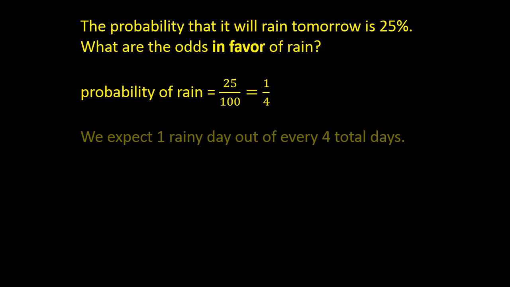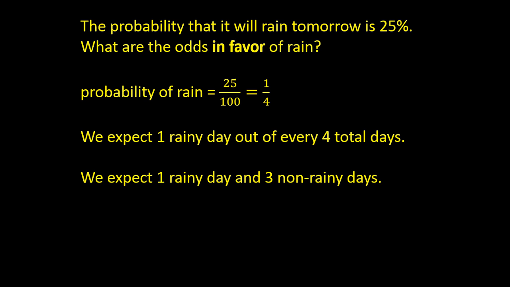Now what that means is that we would expect 1 rainy day out of every 4 total days. Now for odds, we have to look at what's favorable and what's unfavorable. So in this case, since I'm looking for odds in favor of rain, I'm going to look at rain as being favorable and not rain as being unfavorable.